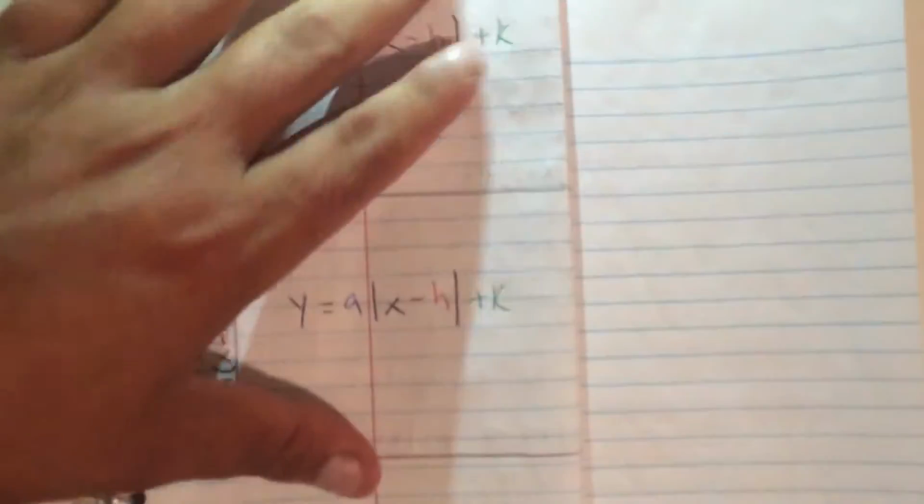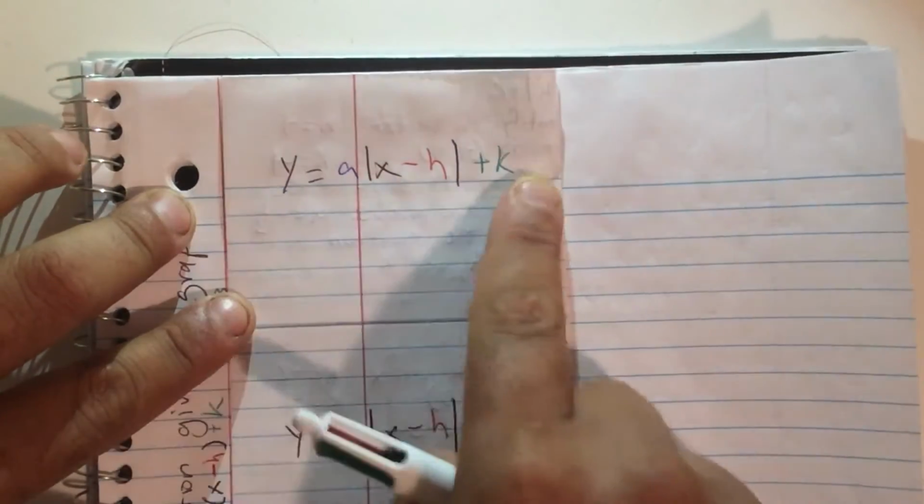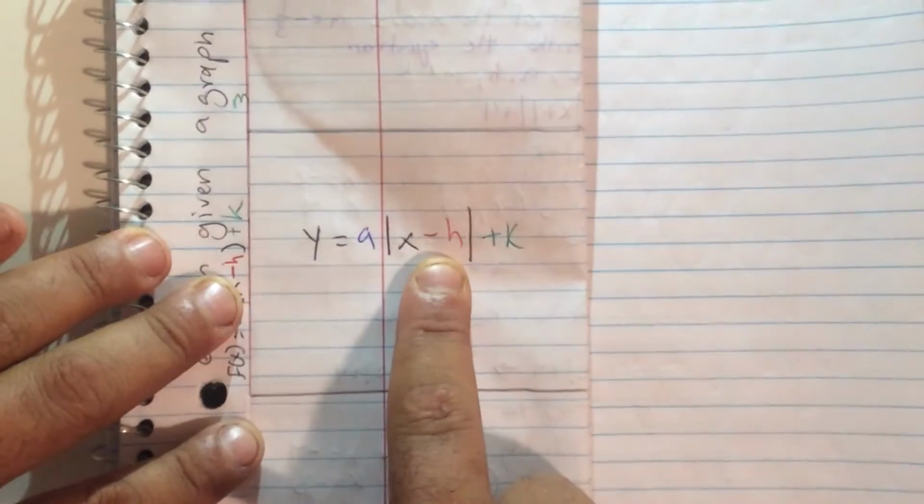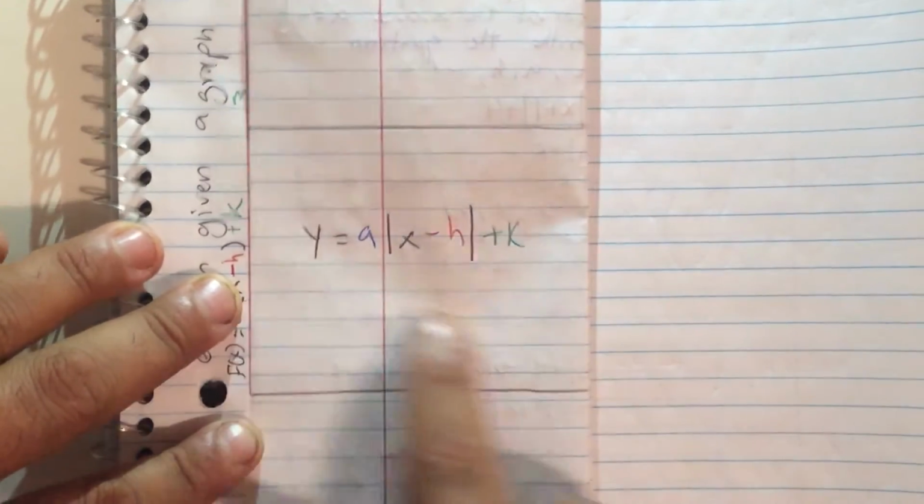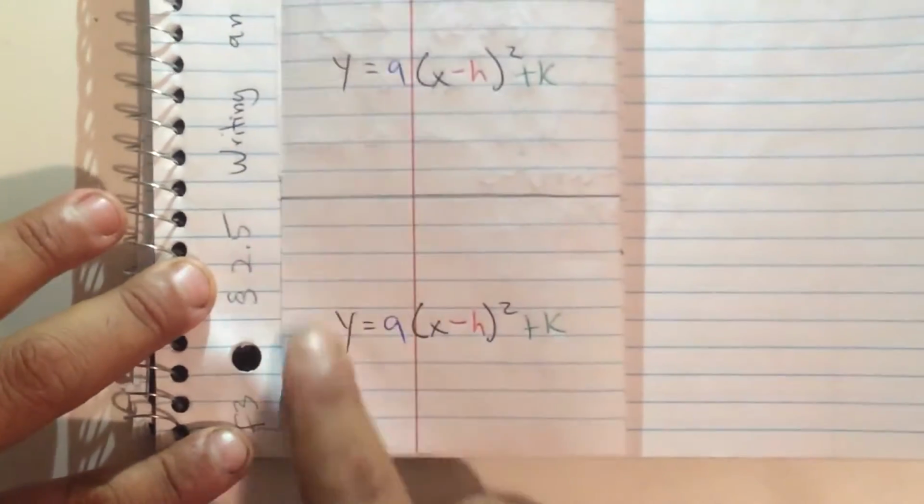And I just realized that I didn't actually show you these again, so I'm just going to show you these first. The first one is the vertex form for the absolute value. There we go, the form for the absolute value. And then we have the form for the quadratic. And the last one is also going to be the form for the quadratic.